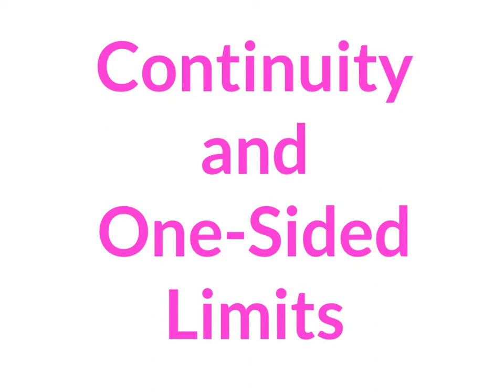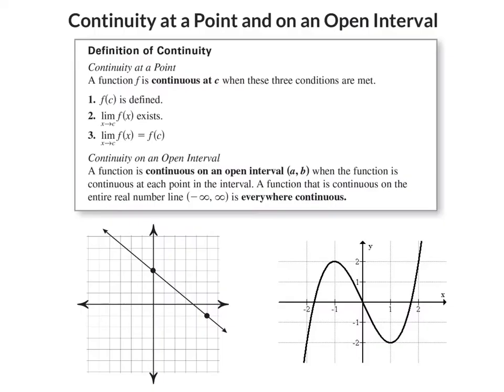In this video, we're going to talk about continuity and one-sided limits. Continuity is what you might think it is. It means that a function is continuous at a point or on a given open interval. A very unscientific way to think about it is if I put down my pencil and I drew along a function's curve and I don't pick up my pencil, that's a continuous function.